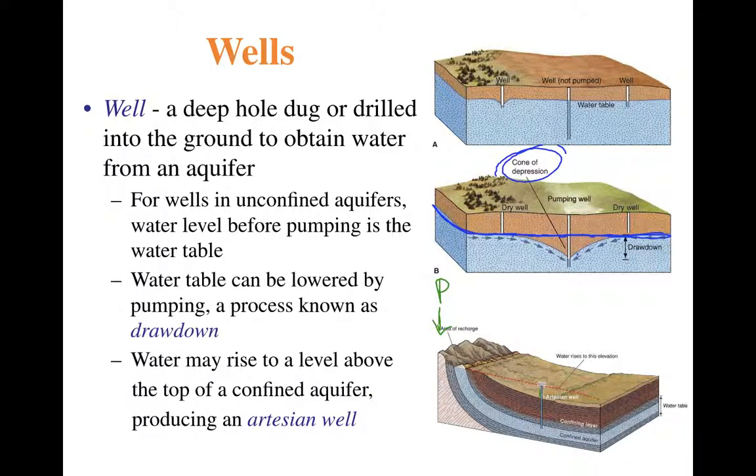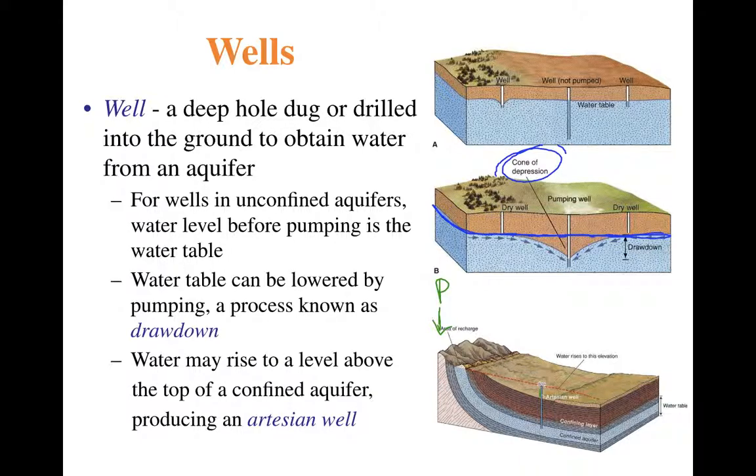Okay, so in unconfined aquifers, you have easy recharge from precipitation infiltrating. So the water level is at the water table. Remember that water table is where we store that underground water. So the water table can be lowered by pumping, and this is a process called drawdown. If we have time, I've got some cool readings and some YouTube videos about drawdown and the hazards it's having across the world.